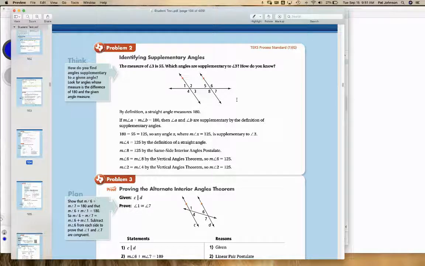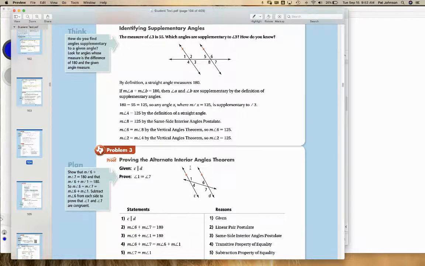For 6, they said it's because 6 and 8 are vertical angles, by the vertical angles theorem, which means they're equal. So therefore it's also 125 because 8 is 125. I happen to say the same thing. And then for measure of angle 2, they said it equals the measure of angle 4 because of the vertical angle theorem. I said that it's corresponding to 6, which it does. So both of those work. You just have to make sure you have the right justification. So these are the 4 angles that are supplementary to 3.